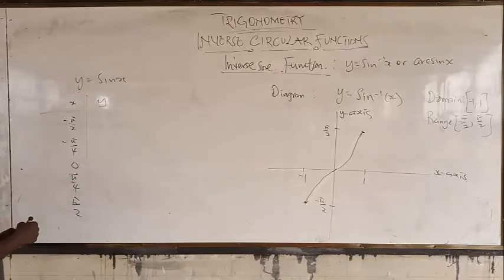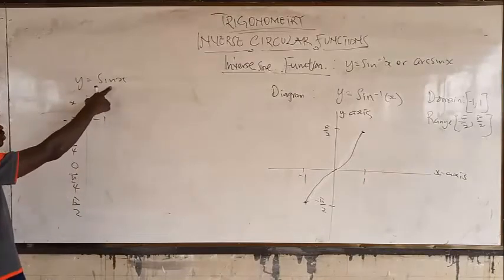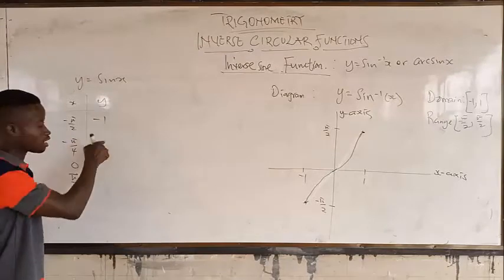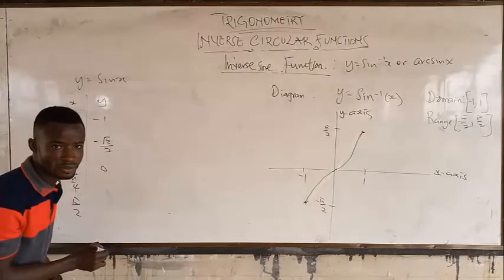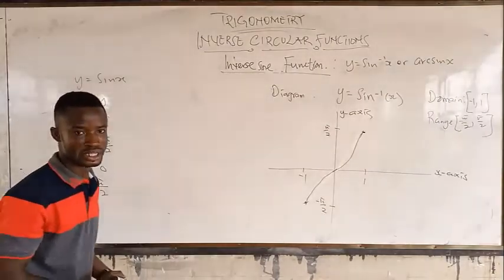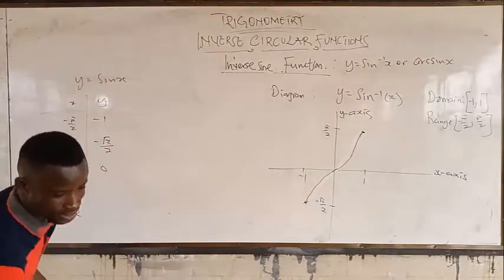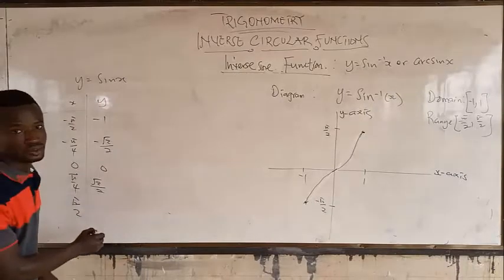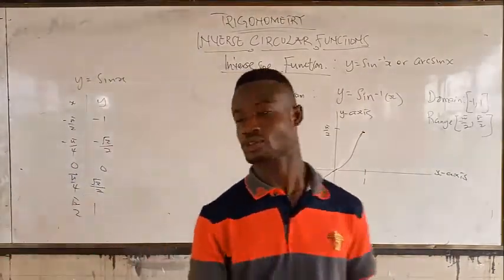Very good. Then this will give you negative 1. Yes, for sin x. So sin of negative pi on 2, you get negative 1. Here you get negative square root of 2 over 2. Here you get 0. Then here you get square root of 2 over 2. I don't have the calculator here, square root of 2 over 2. Then here you get that to be 1. So this is for y is equal to sin x.